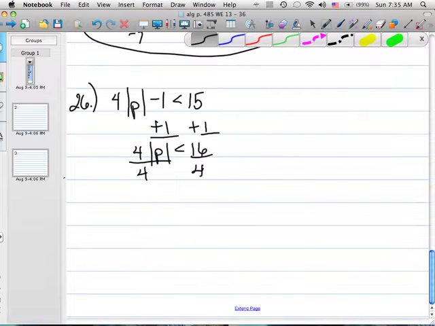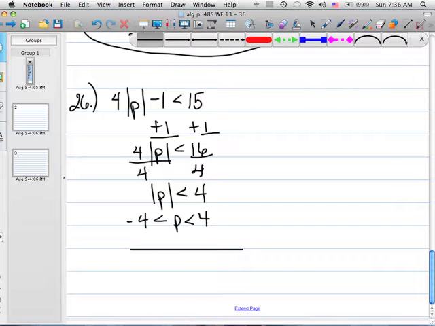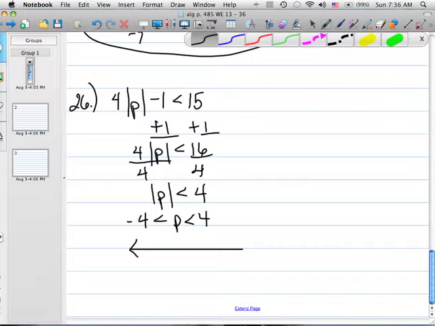So make sure that you get the absolute value by itself, which I now have, and then I can figure out the correct graph. It's less than, therefore it's going to be the Russian elbows, so p is between 4 and -4. And that's ready to graph. So I put -4 and 4 down, open circles since they're less than symbols, shaded in between.